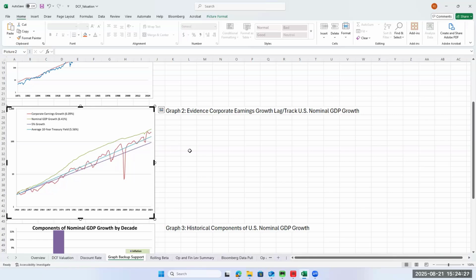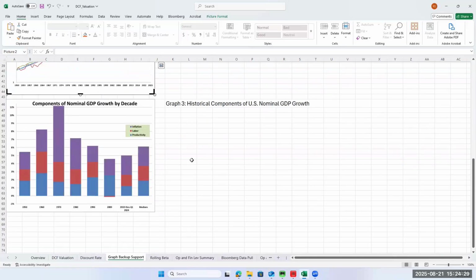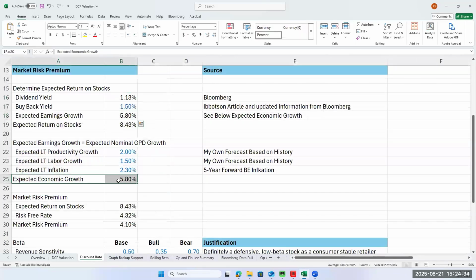Obviously, corporate earnings growth is much more volatile. And then the last one is, if we're going to use economic growth to project the growth of earnings of the stock market, where does economic growth come from?